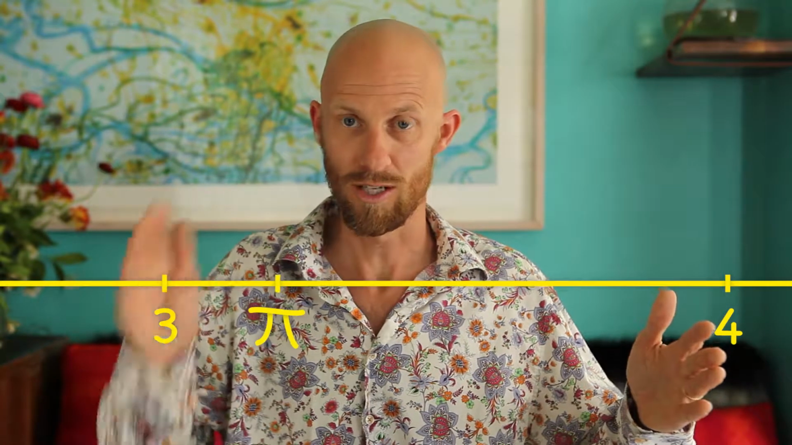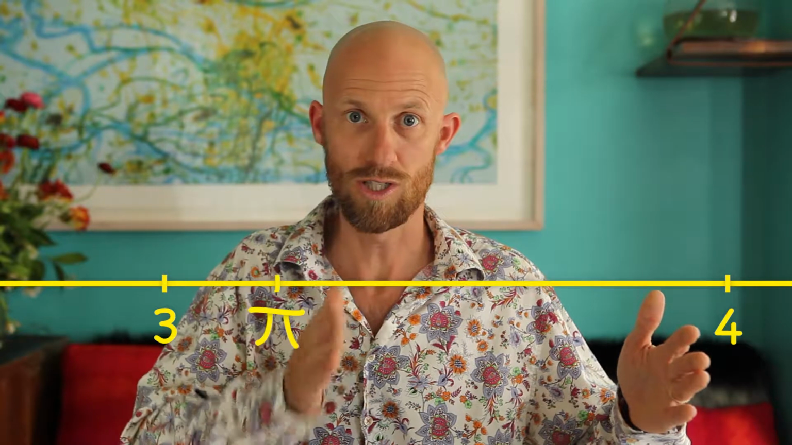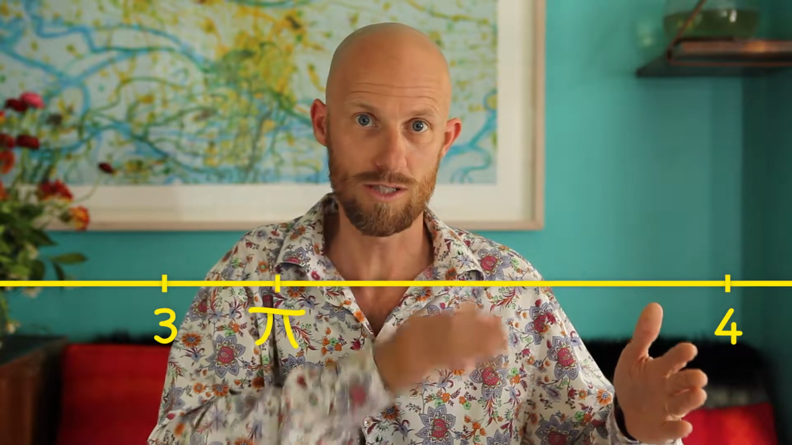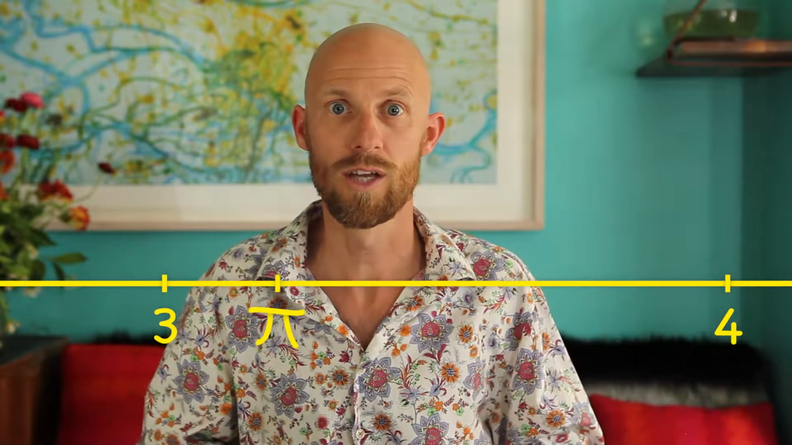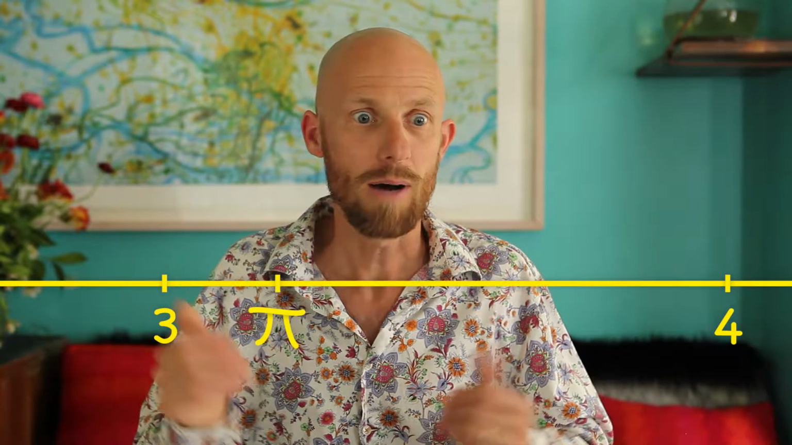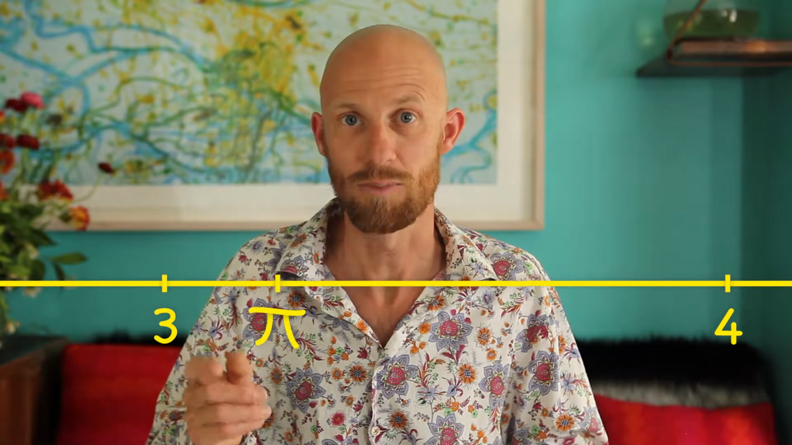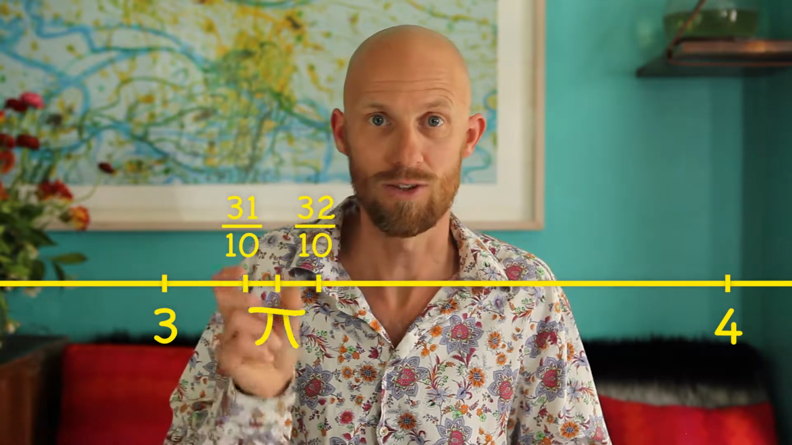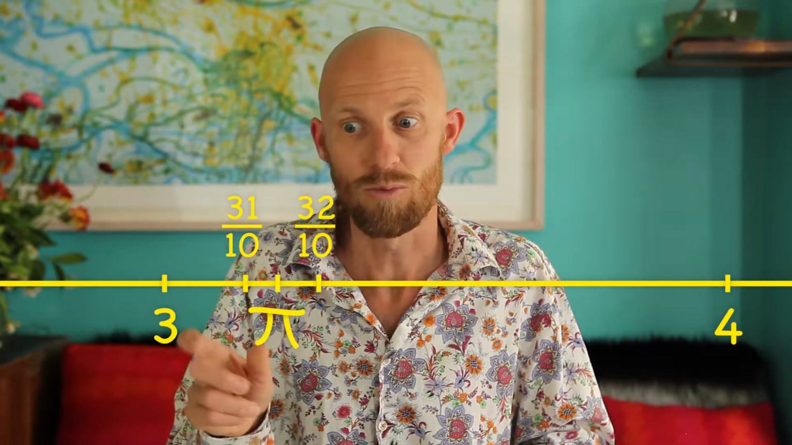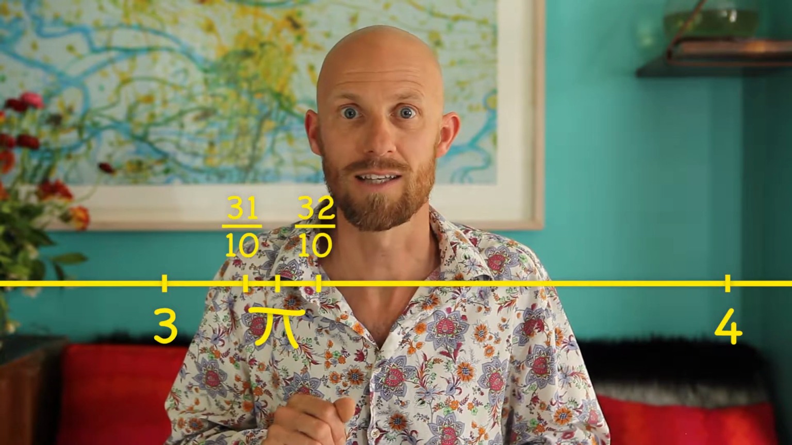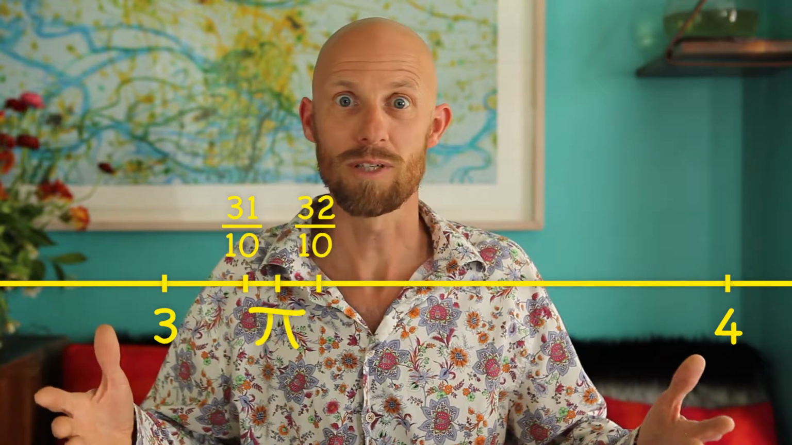Actually, we could do even better. I mean, well, let's just break up 3 to 4 into tenths. So you have 3, 3 and a tenth, 3 and 2 tenths, 3 and 3 tenths, 3 and 4 tenths, 3 and 5 tenths, and so on and so forth. And pi has to lie between 2 of those. Well, we actually know that it lies between 31/10 and 32/10, but that means that we've narrowed pi down to within a tenth. And there's nothing stopping us from now dividing it up into 100th or 1,000th.